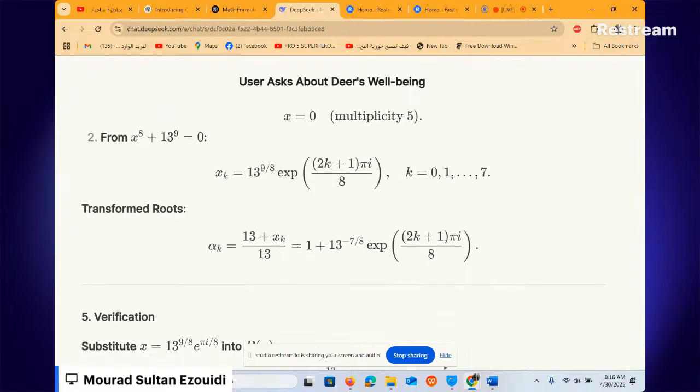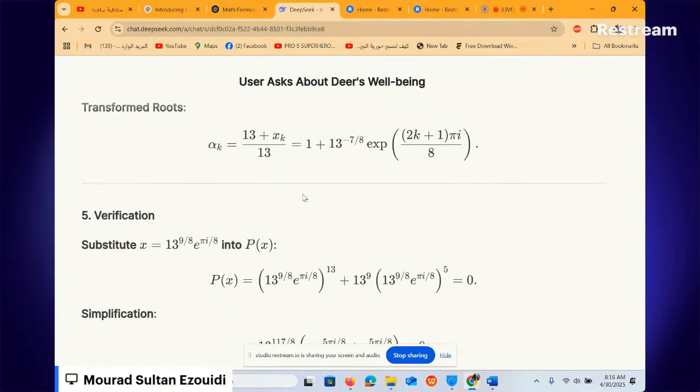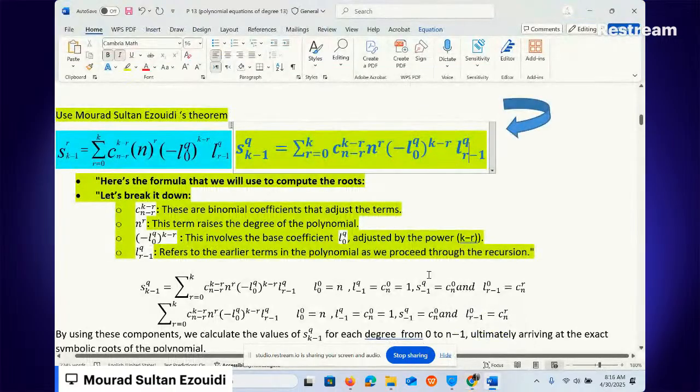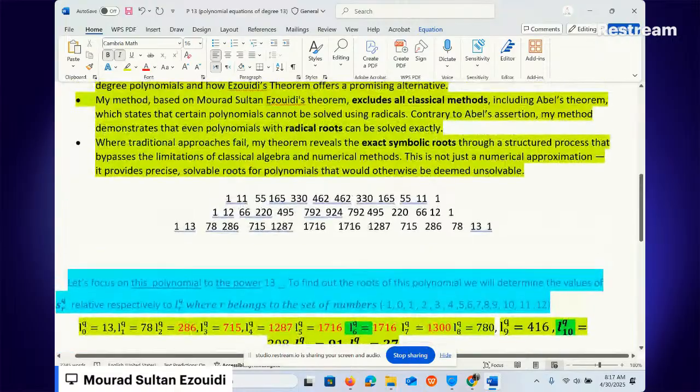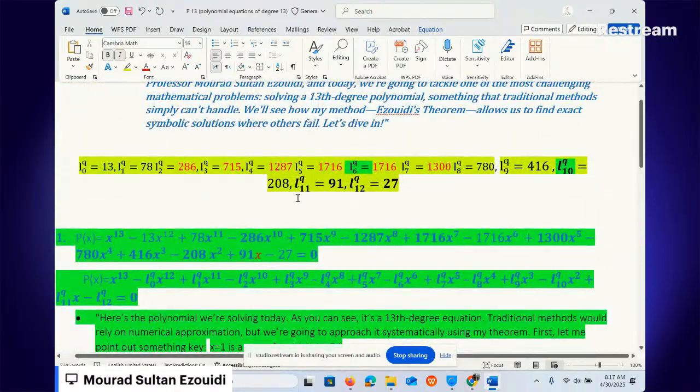After finding k, I will transform those. Going back to transform it, the exact roots of my 13-degree polynomial equation are 13 plus xk divided by 13. So 13 divided by 13 is what? And you see here, 13 raised to the power 9 over 8 divided by 13 will give you exactly 13 raised to the power minus 7 over 8, exponential of 2k plus 1 times i pi divided by 8. So here are the exact roots of my 13-degree polynomial equation. These are the exact roots.